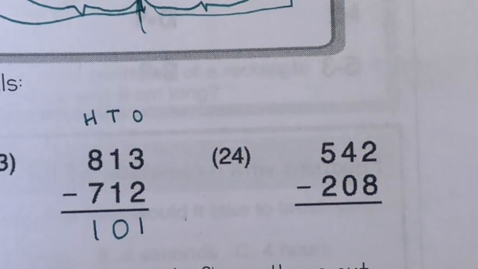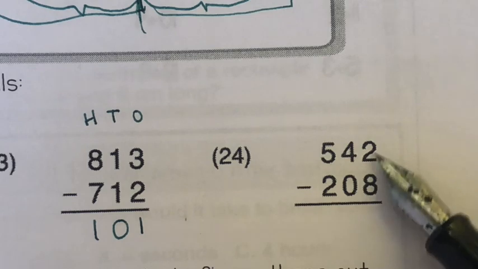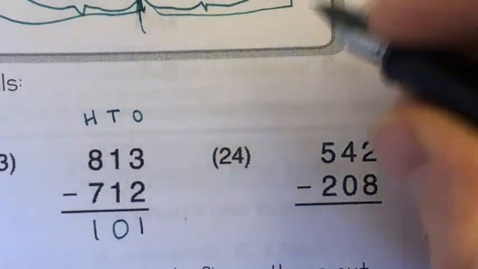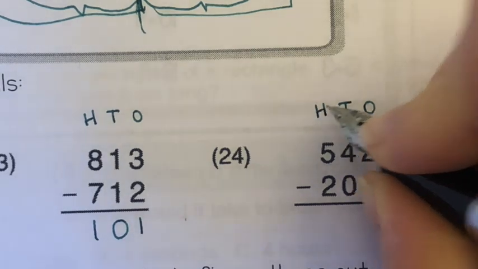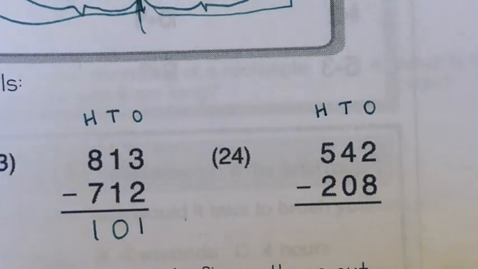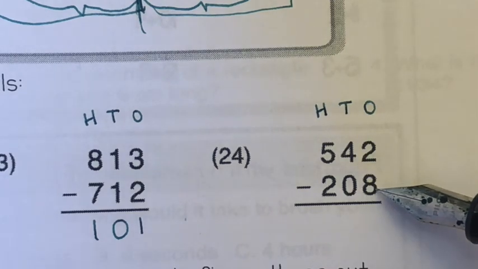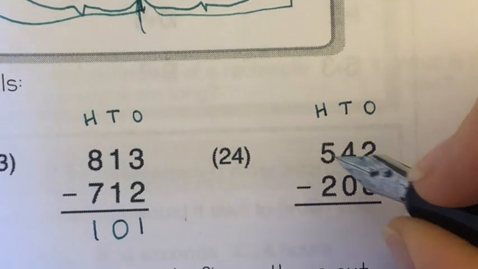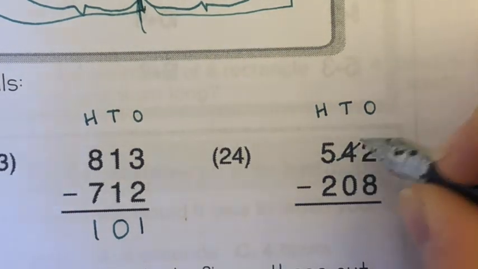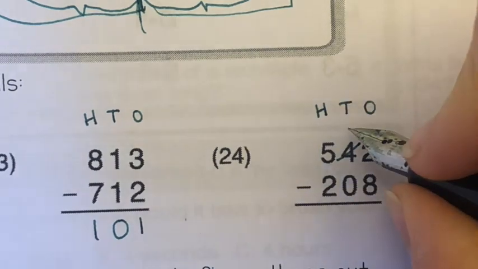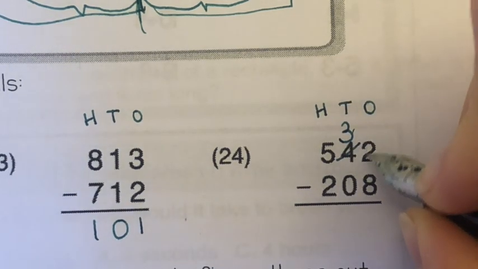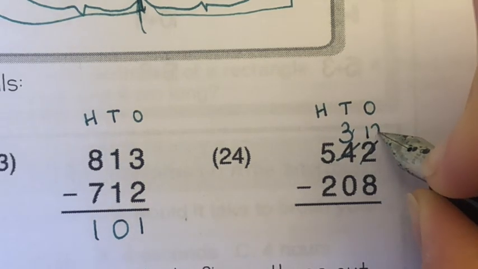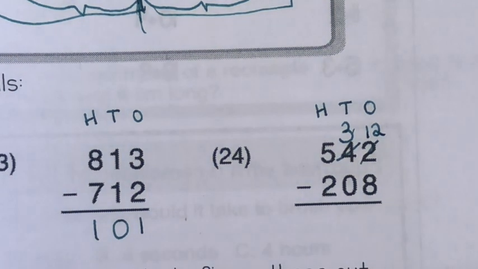542 subtract 208. Now for this one, I can see I'm gonna have to do a little bit of borrowing, a little bit of regrouping. So let's set up, so I have my ones, my tens, and my hundreds. Okay, 2 subtract 8, I can't do it. So I'm going to borrow, cross that out, go to my tens, cross it out. Now I have 3 tens here, but I've moved a 10 over here, so now I have 12 subtract 8.